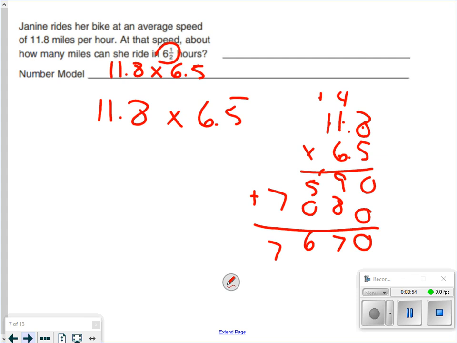How many spots are after the decimal? 1, 2. Move this spot, 1, 2. So we have 76.70, and that is going to be in miles.